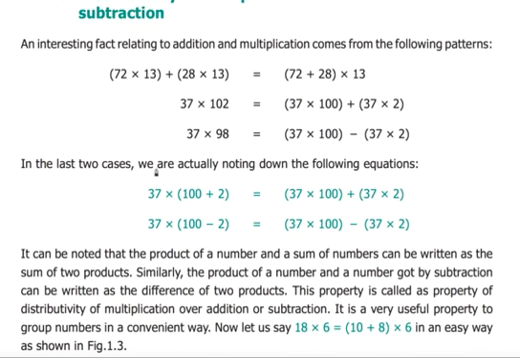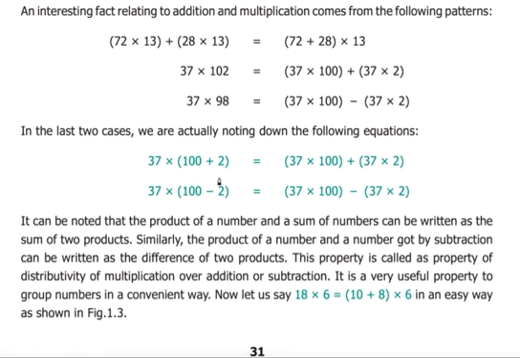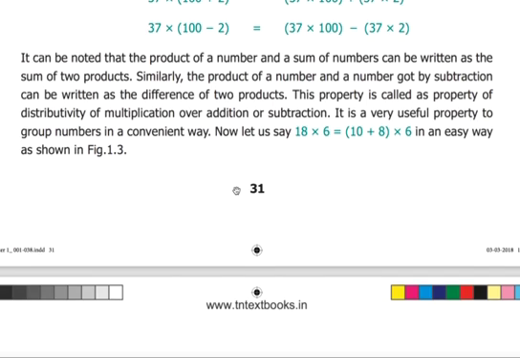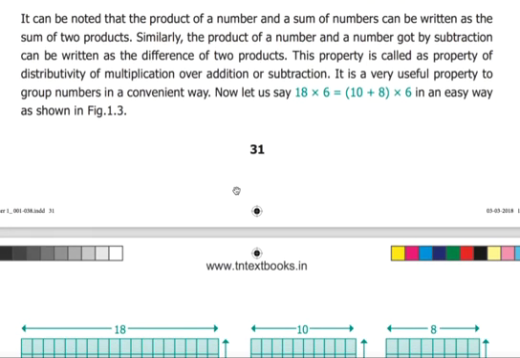In the last two cases, we are actually noting down the following equations. This is 100 plus 2. This is what I am telling, right? It can be noted that the product of a number and a sum of numbers can be written as the sum of two products. Similarly, the product of a number and a number got by subtraction can be written as the difference of two products. This property is called the property of distributivity of multiplication over addition or subtraction. It is a very useful property to group numbers in a convenient way. Now let us say 18 into 6 equals 10 plus 8 into 6 in an easy way as shown in figure 1.3.